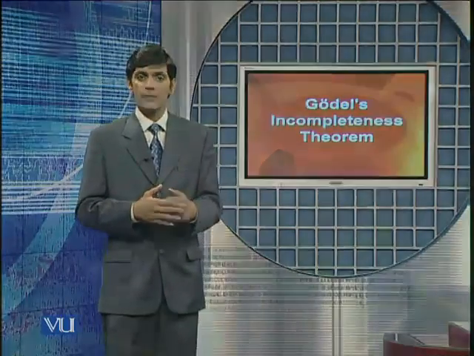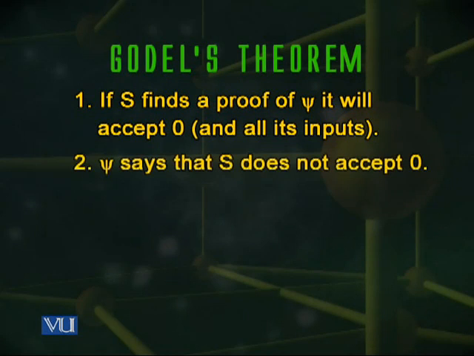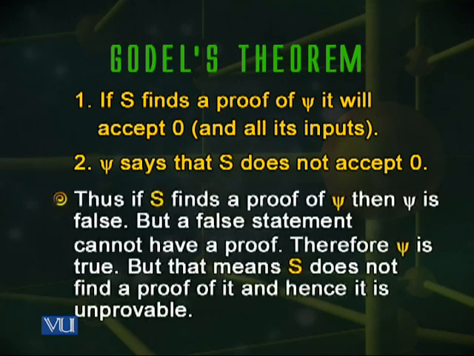This is a twisted argument. Let's go through it once again. If s finds a proof of psi, it will accept 0 and all its inputs. Psi says that s does not accept 0. Thus, if s finds a proof of psi, then psi is false. But a false statement cannot have a proof. Therefore, psi is true. But that means s does not find a proof of it, and hence this statement is unprovable.